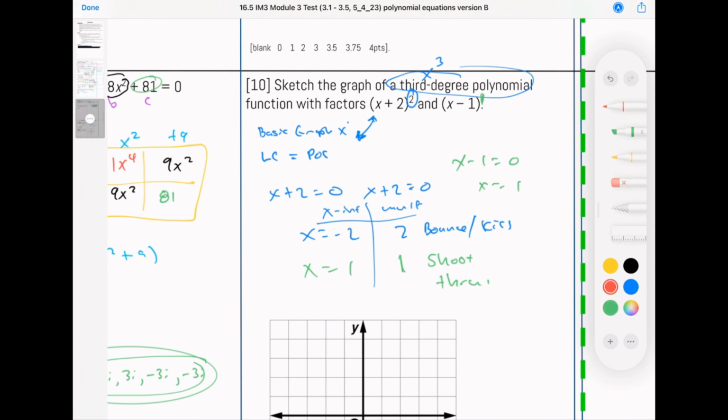The trick to find the y-intercept, you don't have to multiply it all out, you can, but I have 2 squared times negative 1, so that'll be a negative 4. So I have a y-intercept of negative 4.